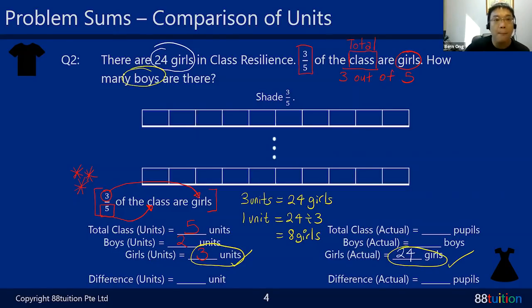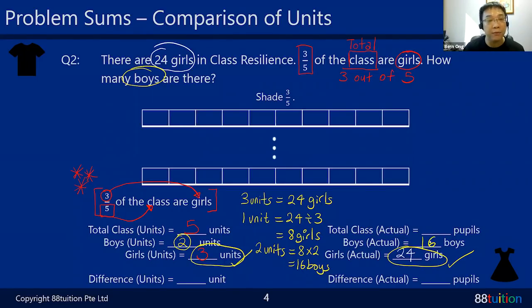Then the question is looking for how many boys are there. Look at your boys. Boys down here got how many units? Boys down here got 2 units. So let's go and find 2 units. If 1 unit is 8, 2 units will be what? It's like 1 apple is $8, 2 apples, 8 times 2 lah, 16. Correct. So down here we have 16 boys. I can put in the 16 boys down here.